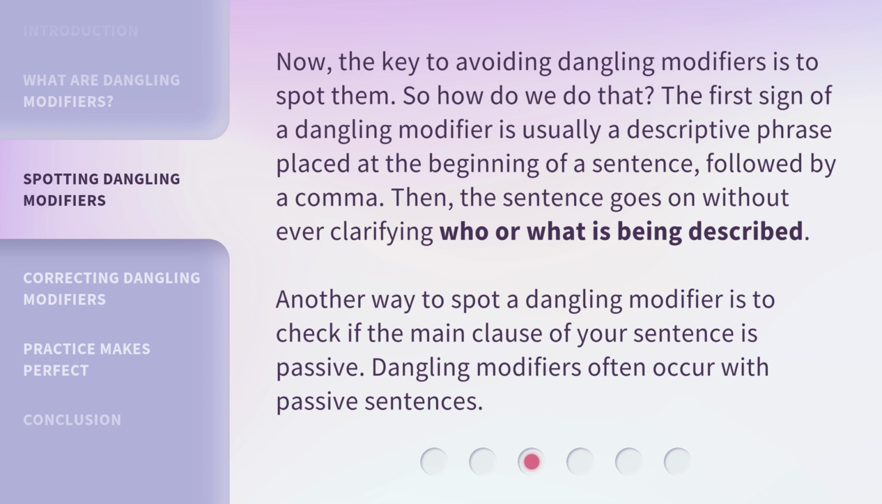Another way to spot a dangling modifier is to check if the main clause of your sentence is passive. Dangling modifiers often occur with passive sentences.